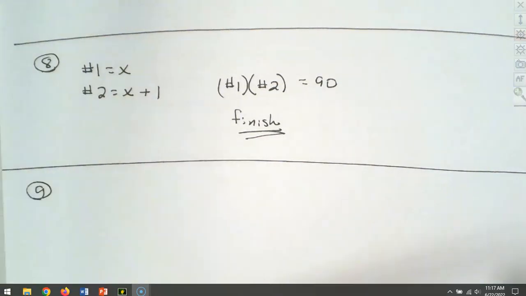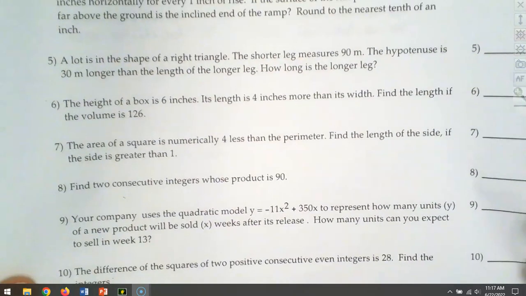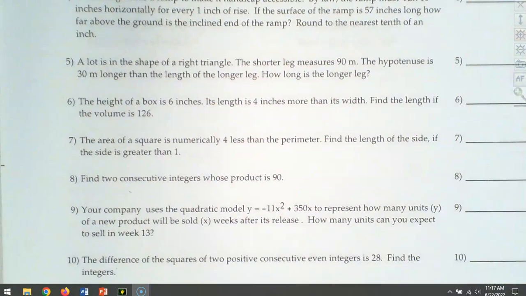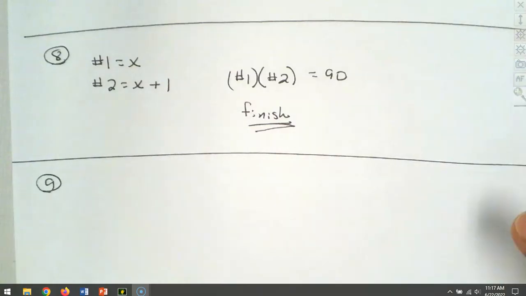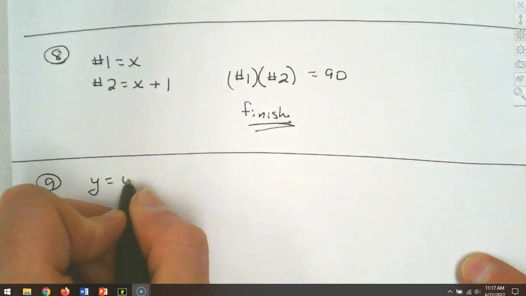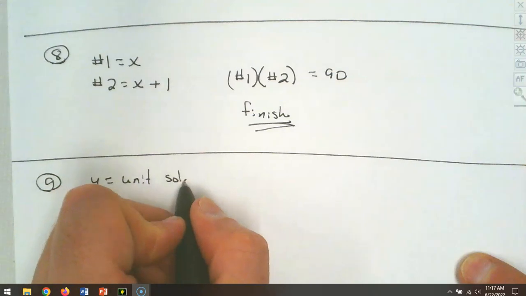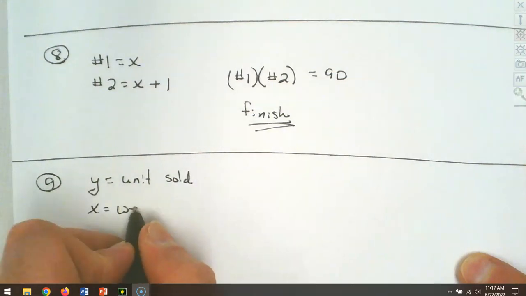Question 9. We did a question similar to this in 1-2. And so what we've got is a quadratic model. And y is going to represent the units sold, and x represents the weeks after the release. So y is units sold. X represents the weeks.